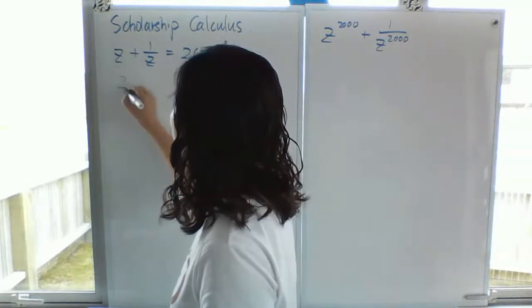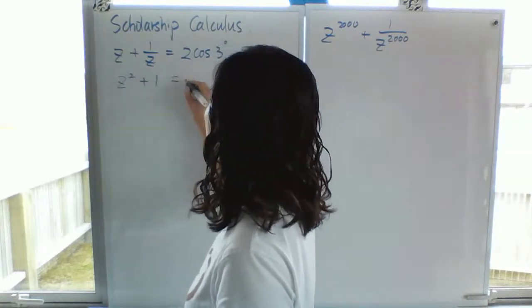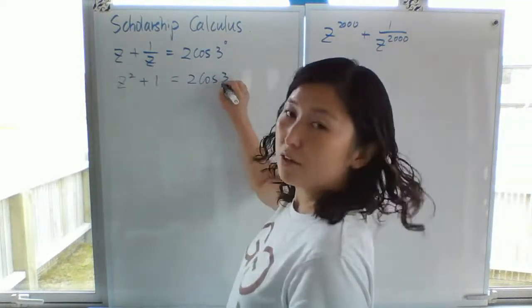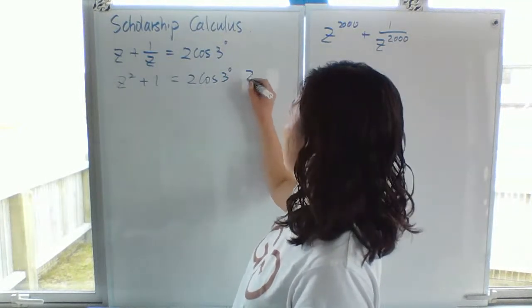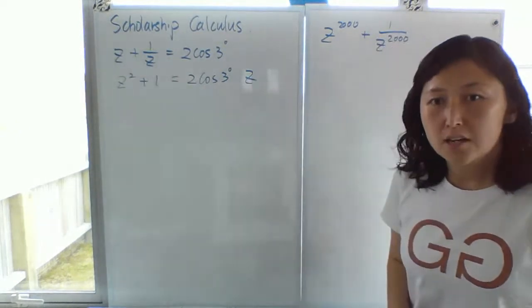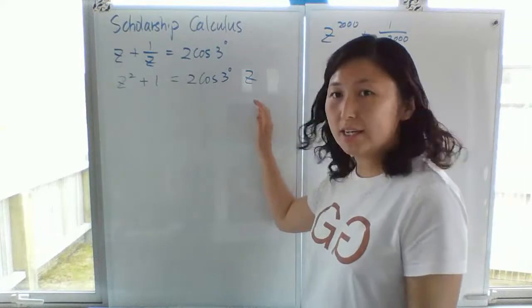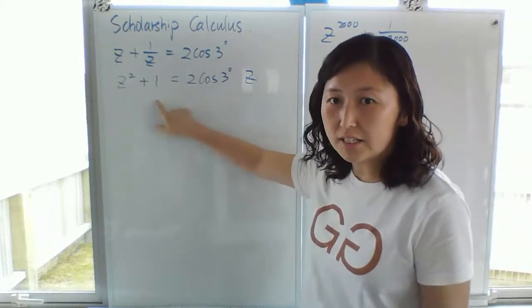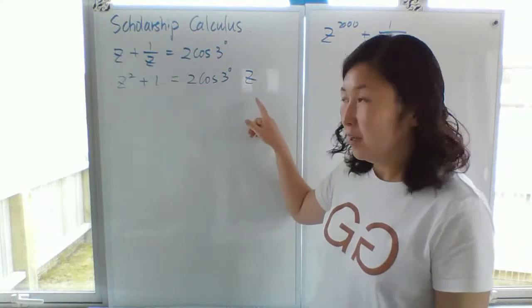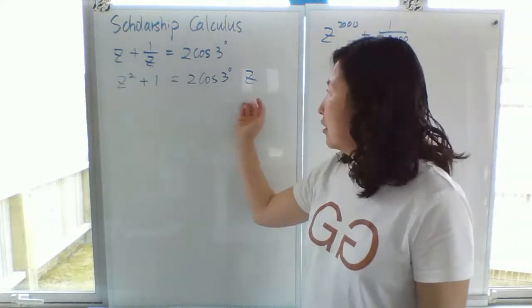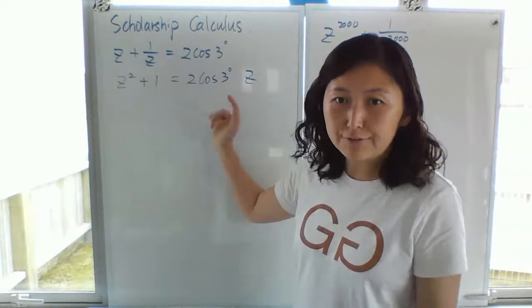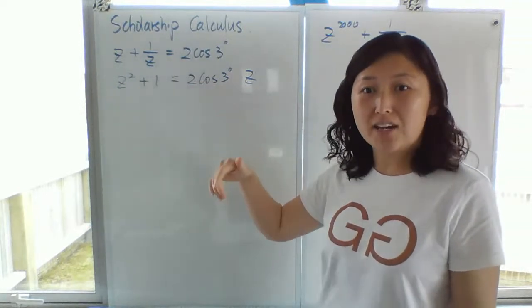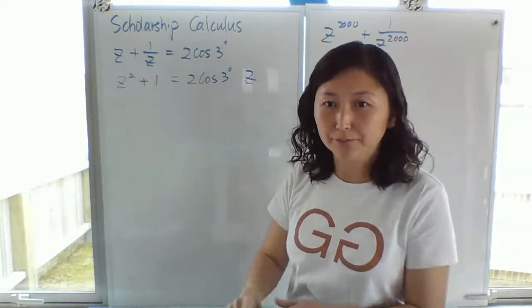So that will give me Z squared plus 1 equal to 2 cosine 3 degrees Z. So if we observe what we got here is we got a power of 2, power of 1, and a constant. So that is quadratics. Now, the tricky part is we can't really easily factorize this. So I decided to use the quadratic formula.